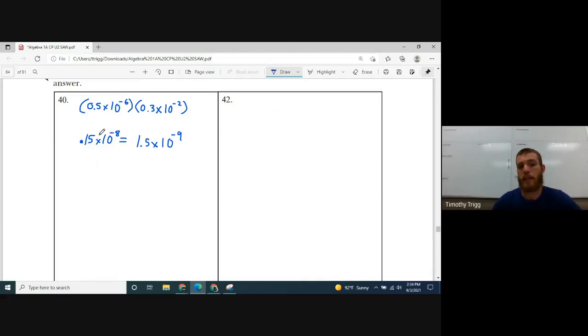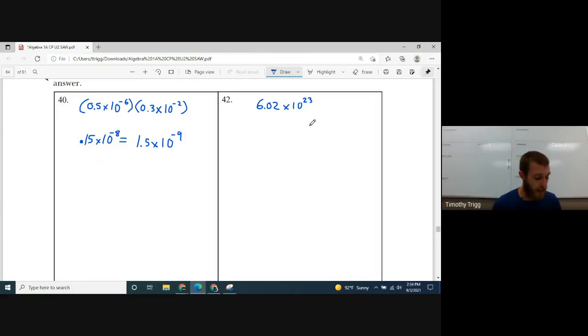You could always put both these in the calculator to make sure they give you the same answer as well. Okay, 42, chemistry. In chemistry, a mole is a unit of measure equal to 6.02 times 10 to the 23rd atoms. This is a number you're going to see a lot if you ever take chemistry. You're going to have to memorize that number.